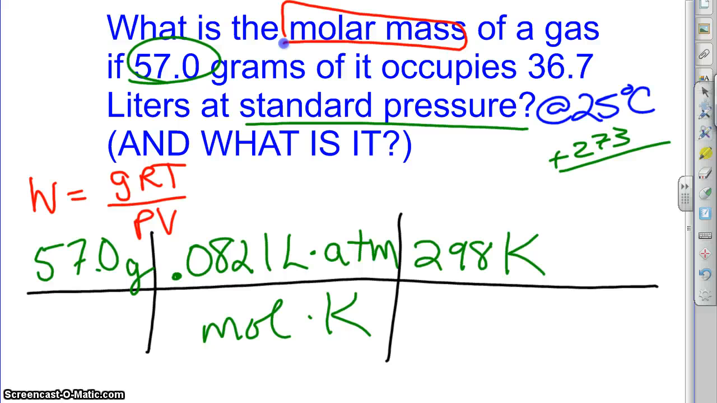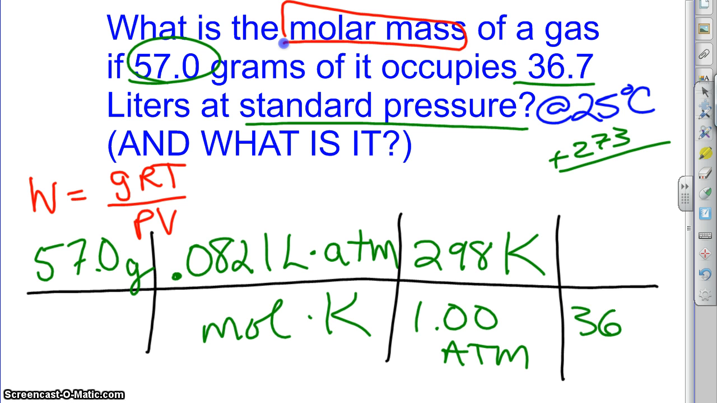Pressure is standard, so I'm going to use 1.0 atmospheres. And the volume is the last thing we've got to plug in, and that is given. That is 36.7 liters. Now, what we're going to do next is make sure that all of the units cancel out properly so that we get the right answer.